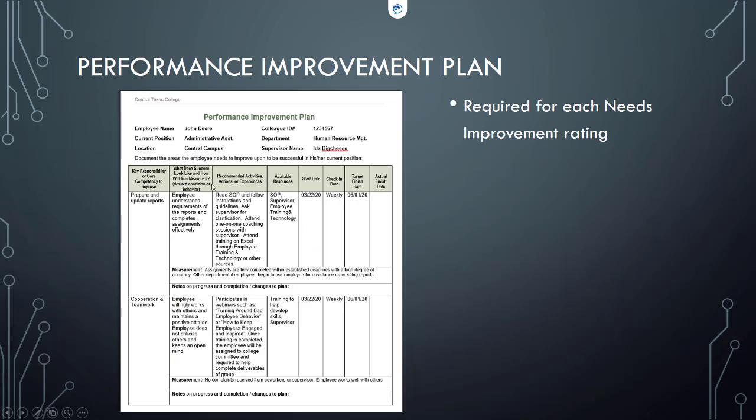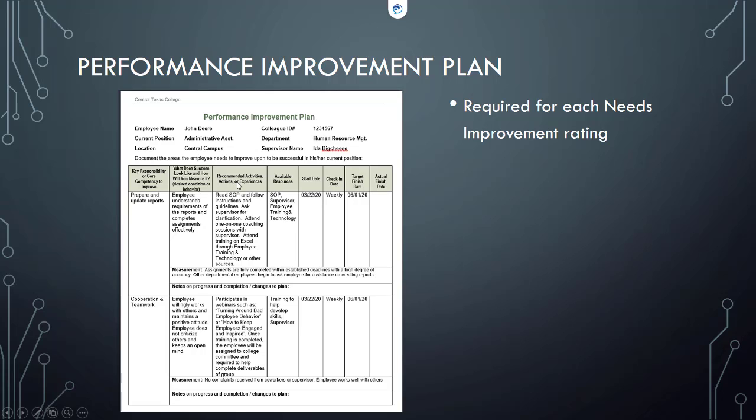So going across the top of this form, we have the employee's information. Then we get into the key responsibility. This comes directly from the evaluation. You need to tell them what success looks like and how you're going to measure it. So for this one, we say the employee understands the requirements of the reports and completes assignments effectively. So you're going to have to tell them what effectively means.